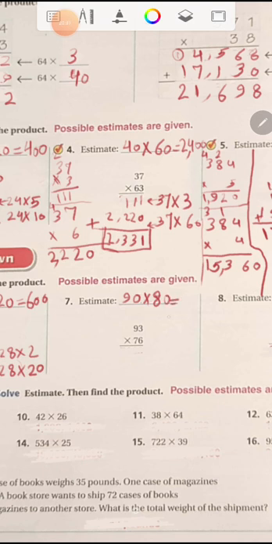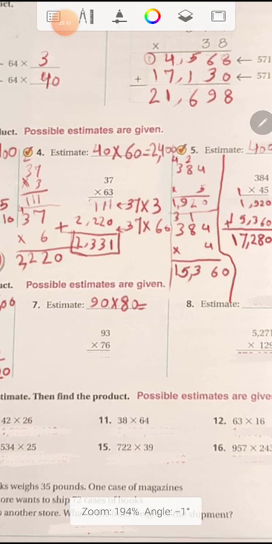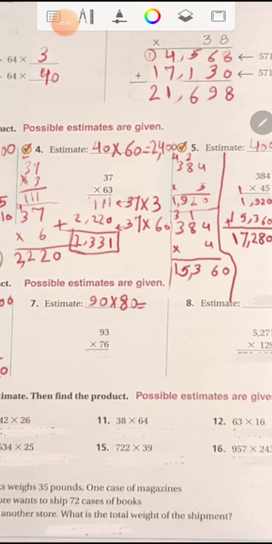Okay, let's find the answer. 90 multiplied by 80. I will multiply 9 by 8. It will be 72, and put 2 zeros next to the answer. So the answer, or the estimate, will be 7,200.